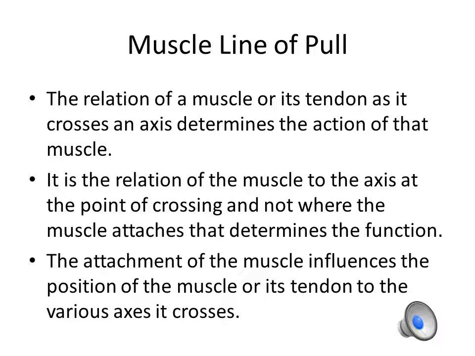The relation of a muscle or its tendon as it crosses an axis determines the action of that muscle. It is the relation of the muscle to the axis at the point of crossing, and not where the muscle attaches, that determines the function of the muscle. The attachment of the muscle, however, influences the position of the muscle or its tendon to the various axes it crosses.